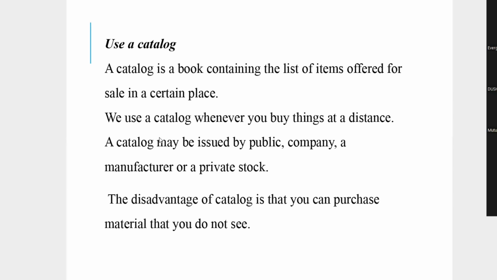So, for example, a catalog contains the list of items offered for sales in a certain place. We use a catalog whenever we buy things at a distance. The catalog may be issued by the public, a company, a manufacturer, or private stock. The advantage of using catalogs is that you can purchase material that you do not see. That is another way of determining the list of items that you may need, by using this catalog.